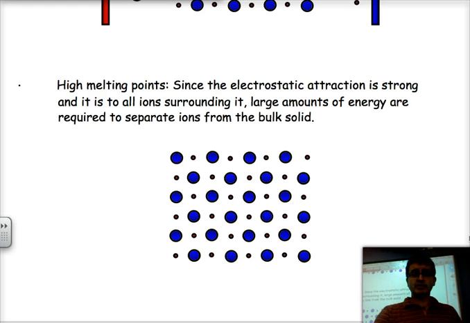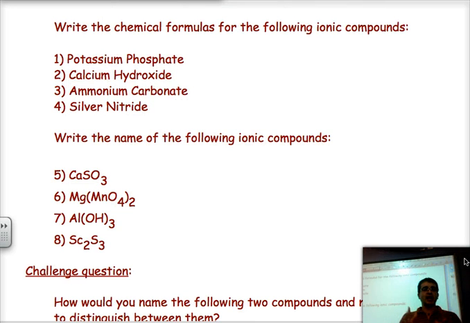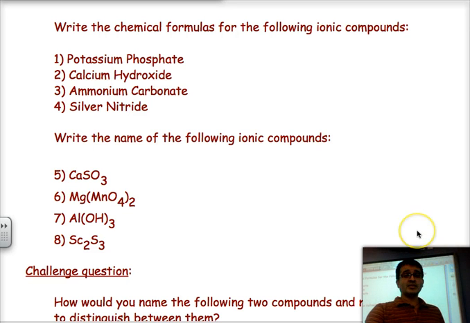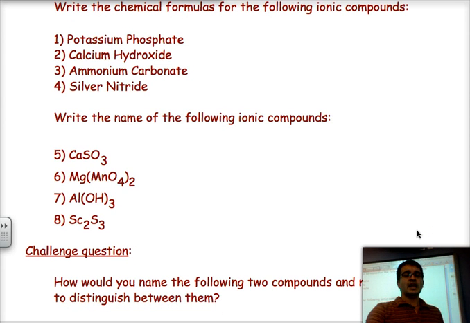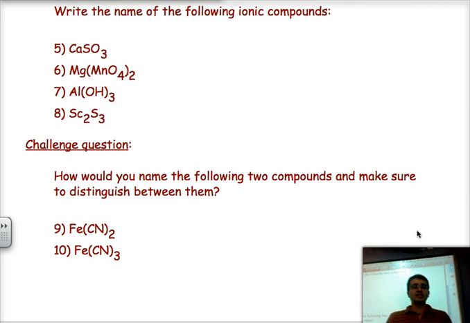So for next class, I want you to attempt these problems. I have some problems there to write chemical formulas of ionic compounds, to write the names of these ionic compounds, and finally, and you can go back to check these equations, I have a little challenge question. These 2 compounds are very similar, and they both contain iron and the cyanide ion. How would you name them in such a way to make sure that I don't write one when I mean the other one? Okay, so give that a try.